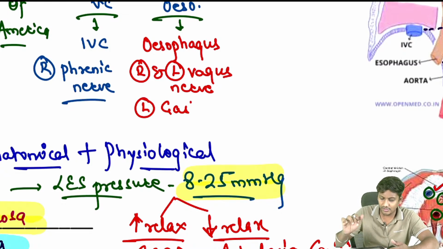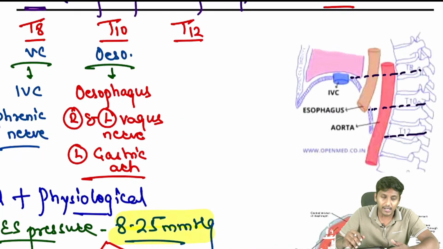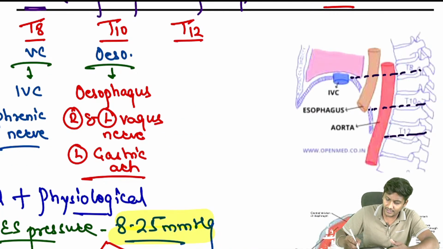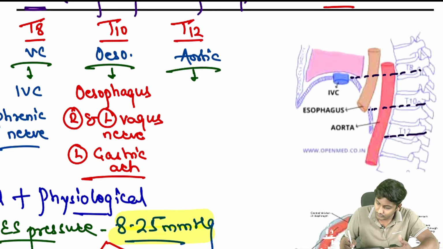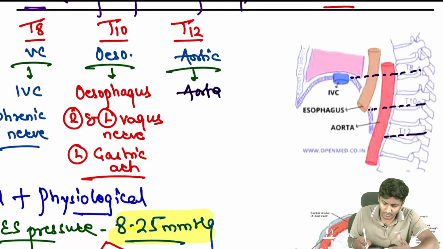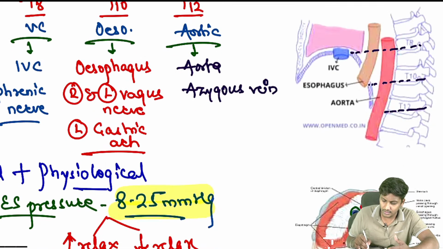Got it? So three structures which pass are the esophagus, the right and left vagus nerve, and the left gastric artery. Okay? And the last one, at the level of T12, we have the third opening known as the aortic opening. From the aortic opening, there will be passage of three things. First is definitely the aorta. Second important is the azygous vein. And the third one is known as the thoracic duct.